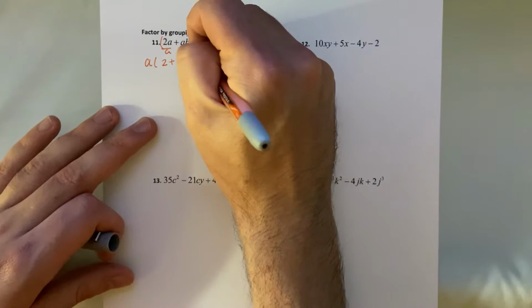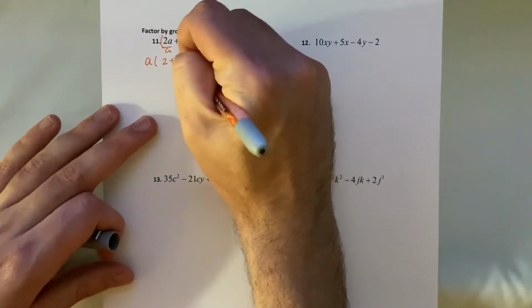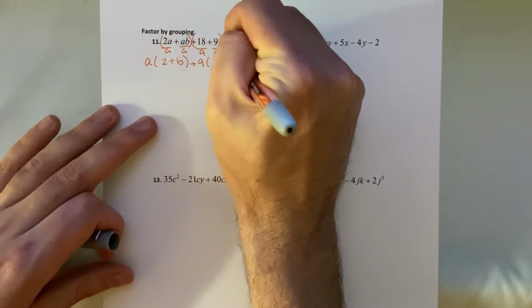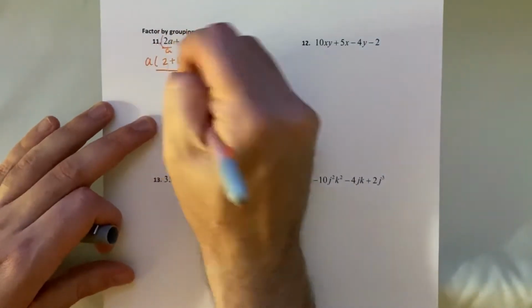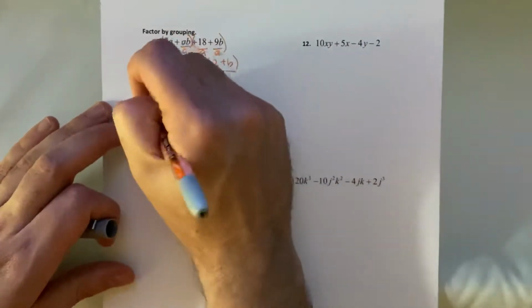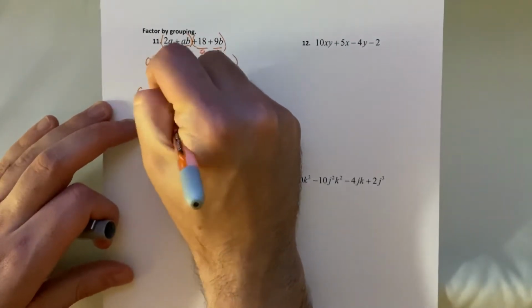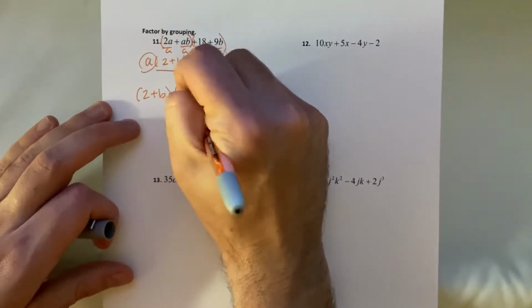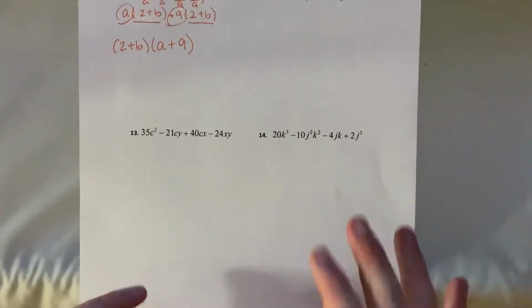The second two terms share a 9. So we factor out a 9 from the second two terms, and they leave us also with a 2 plus b. That means this 2 plus b is shared, so we can factor it out in front. And these two terms that are on the outside become our other term, a plus 9. Simple as that. Okay, I'll leave number 12 for you guys to do, and 13. We'll go ahead and do 14 though.